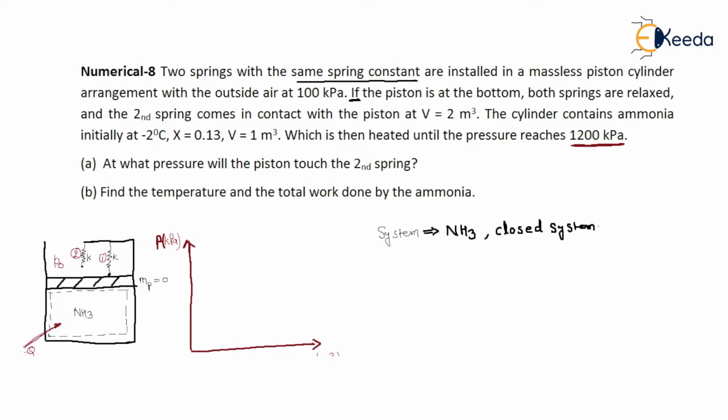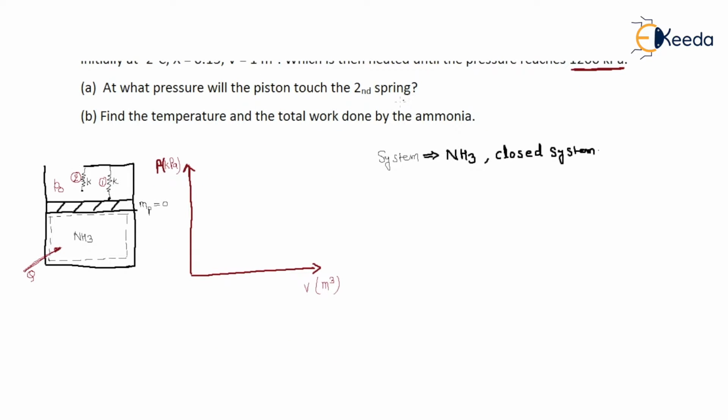If heat is supplied to the system, the piston will continuously rise, and once it touches the second spring, what is the system pressure? Find that first, and then find the temperature and total work done by the ammonia. In that condition, what is the total work and the system temperature? This is a very interesting and slightly advanced problem. Don't worry, we will explain it to you.